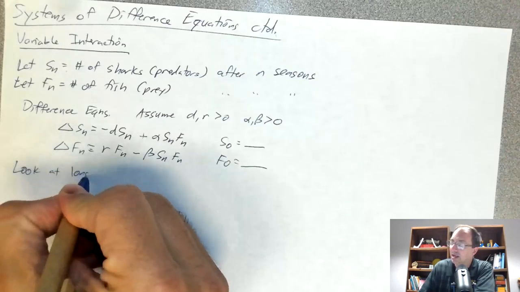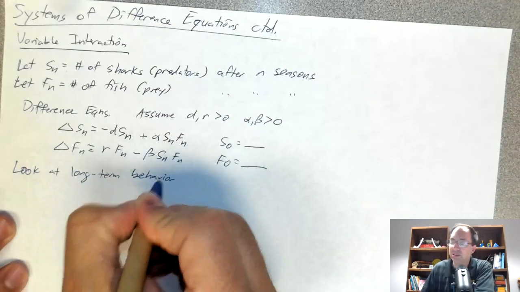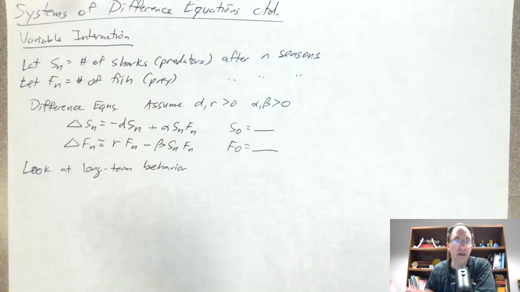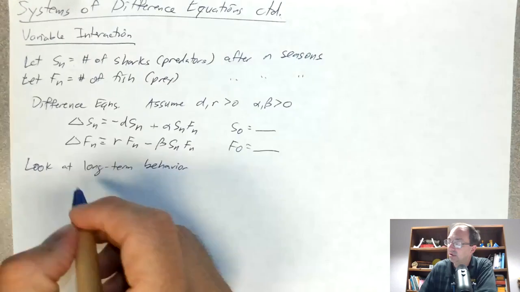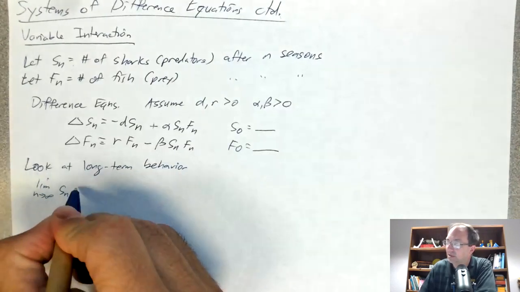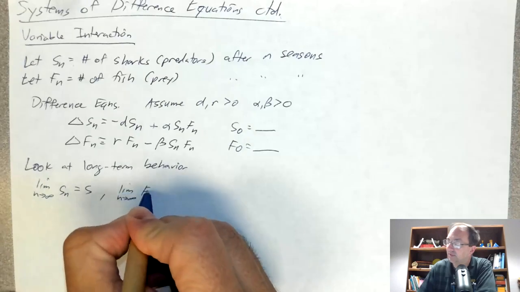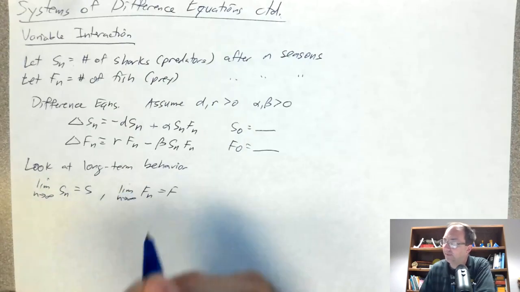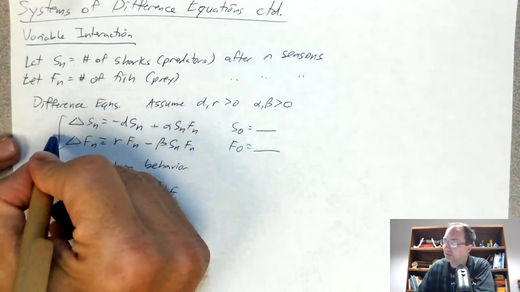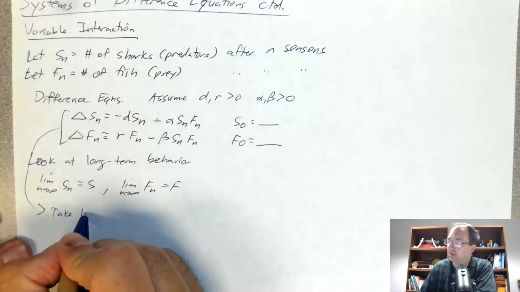So we did this in our last example, and as you'll recall, the key is to take the limit of both sides and give those limits to the shark and the fish a name like, say, S and F. So I'm going to say the limit as n goes to infinity of S sub n is equal to S, and the limit as n goes to infinity of F sub n is equal to F. And then we'll take the limits of both these equations.